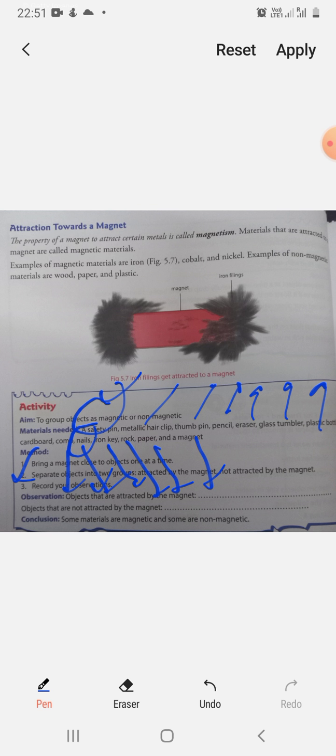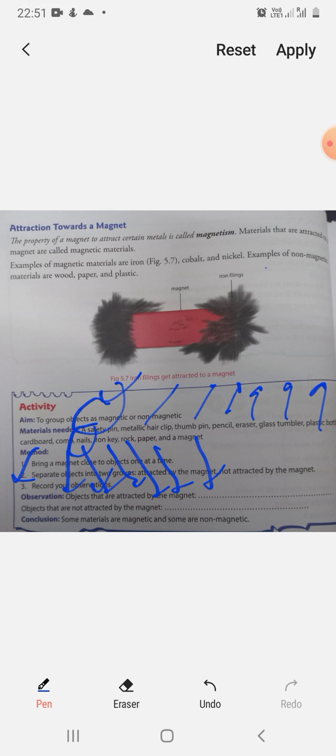If only nail is mentioned, it means it is non-magnetic. Sorry, so nails are basically non-magnetic. If iron nails is written there, then it is magnetic. Fine. So it is the activity in which we are separating the things on the basis of magnetic as well as non-magnetic material. Here is the diagram mentioned here.